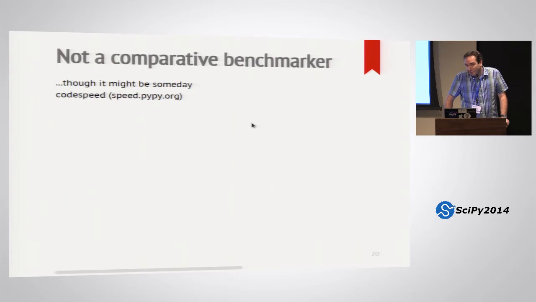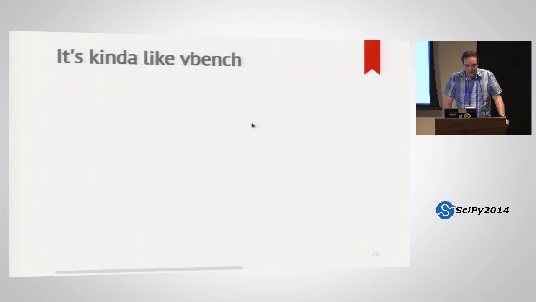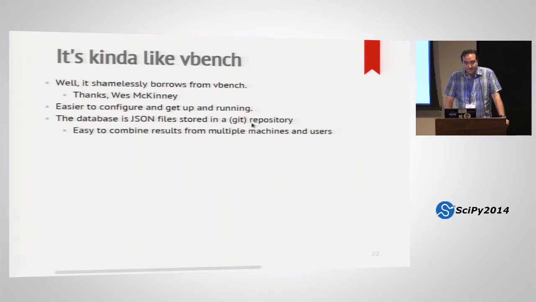And it's not a comparative benchmarker. There's a tool called Codespeed that's used by the SciPy project, which is really about comparing PyPy versus CPython versus some other implementation, like Stackless Python. But it doesn't really track the behavior of a single project throughout its lifetime. So again, slightly different problem space. The thing it's most like is this thing called vbench that Wes McKinney wrote for use in pandas. And it actually pretty much shamelessly borrows from it.